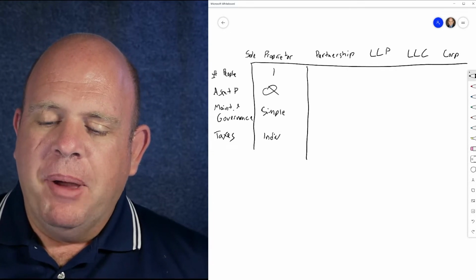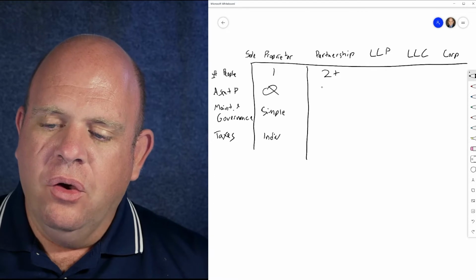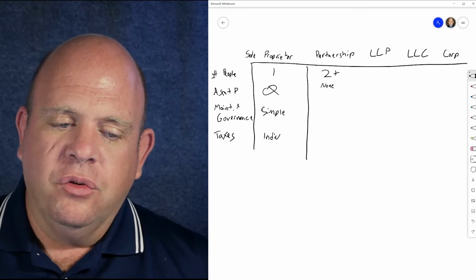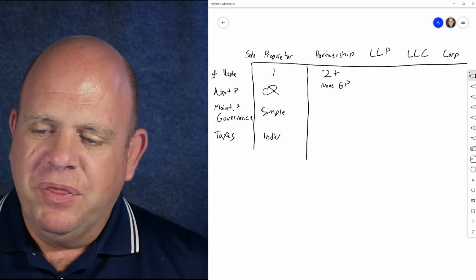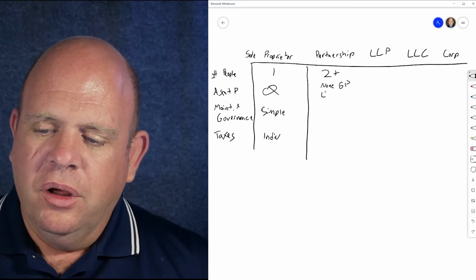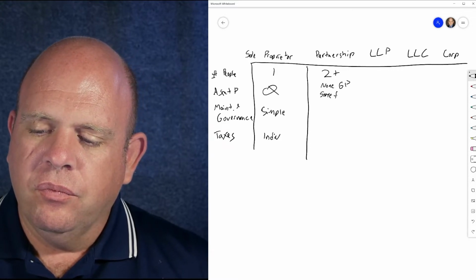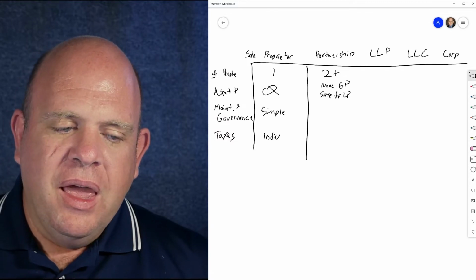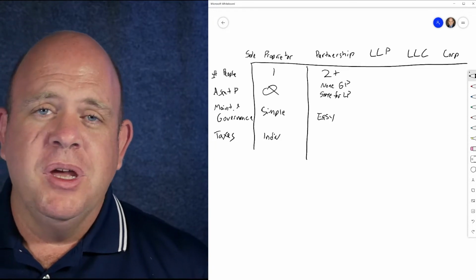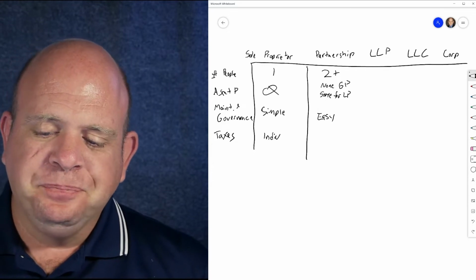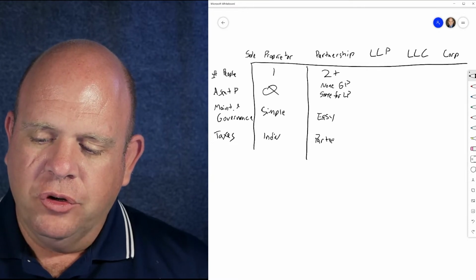Now, let's talk about partnerships. Partnerships are always two or more people. There's no asset protection for the general partner. That's the people doing all of the work. But there is a limited amount for limited partners. The governance is actually pretty easy. There is not a lot that you need to do for a partnership, but check with your local state if this is something of interest to you. And then in terms of taxes, you probably are going to be paying as a partnership.